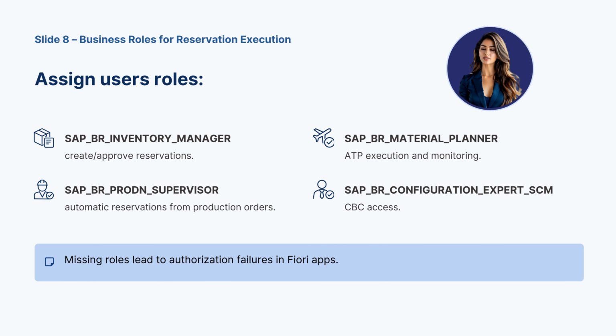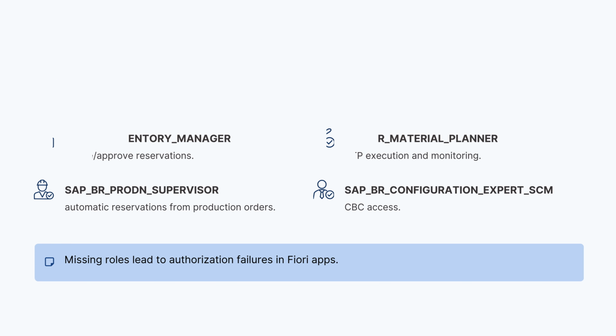Business roles for reservation execution. To execute reservations, users must have the right roles. The SAP BR Inventory Manager role allows creation and approval of reservations. The SAP BR Material Planner role handles ATP checks and monitoring. The SAP BR Prod End Supervisor role triggers automatic reservations from production orders. And SAP BR Configuration Expert SCM provides access to CBC configuration settings.